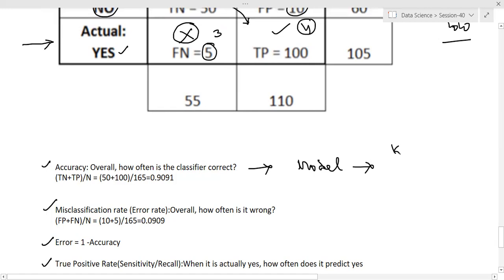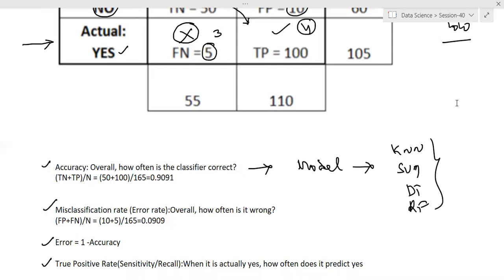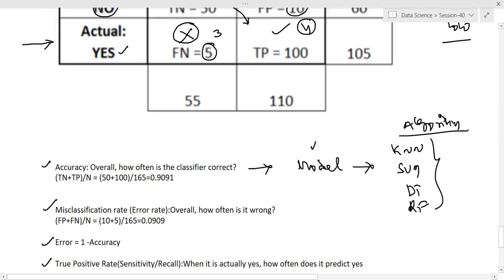So maybe that is KNN, maybe that is SVM, that might be decision tree or random forest. Classifier means what? Which is used to classify our data set. Based on our data set, this particular algorithm we are using to create the model. Classifier specifies which algorithm you are using, and your model becomes the classifier, friends. Can someone help me: what is the difference between model and algorithm? Model and algorithm, guys.